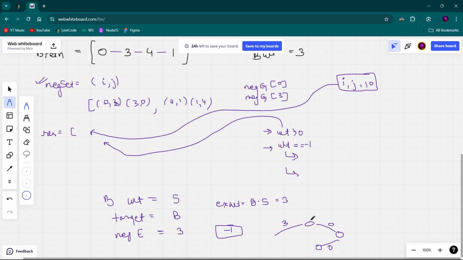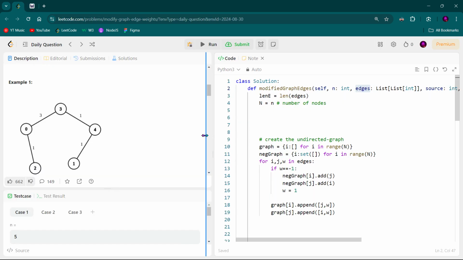This is the first condition. And suppose this is a negative weight which is not in my best path. So what I'm going to do is put this value as 2 into 10 to the power 9. Okay. So this is my second condition, and this is my first condition. Okay. Let me just show you the code.